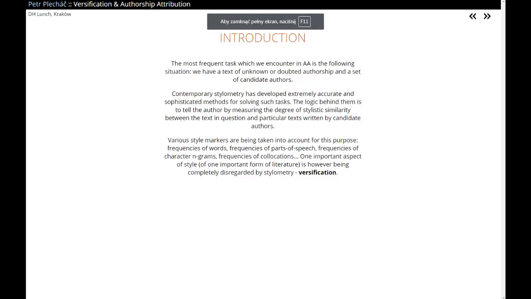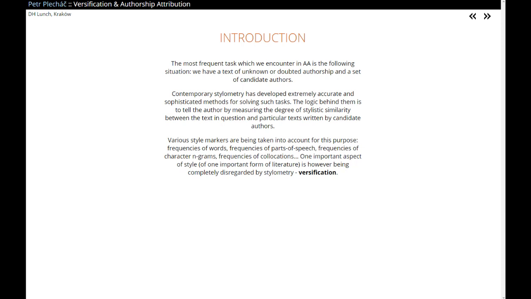So, just a very elementary introduction. The most frequent task we encounter in authorship attribution is the situation that we have a text of unknown or doubted authorship and a set of candidate authors. Contemporary stylometry has developed extremely accurate and sophisticated methods for solving such tasks. The logic behind them is to tell the author by measuring the degree of stylistic similarity between the target text and particular texts written by candidate authors.